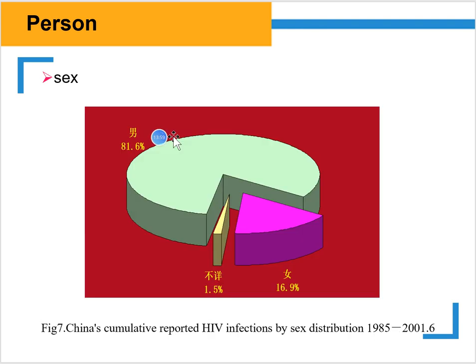Figure 7 is China's cumulative reported HIV infections by sex distribution during 1985 to 2001. Male accounted for 81.6%. Females accounted for 16.9%.